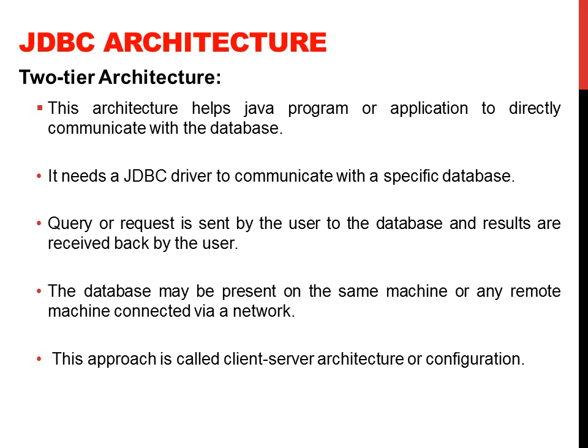Query sent by the user is directly sent to the database, and results from the database are received back by the user. And that database may be present on the same machine or any remote machine. This is also known as client server architecture. So the first type of architecture is client server architecture or 2-tier architecture. There is no middleware layer. The Java program can communicate directly with the database with the help of a JDBC driver.